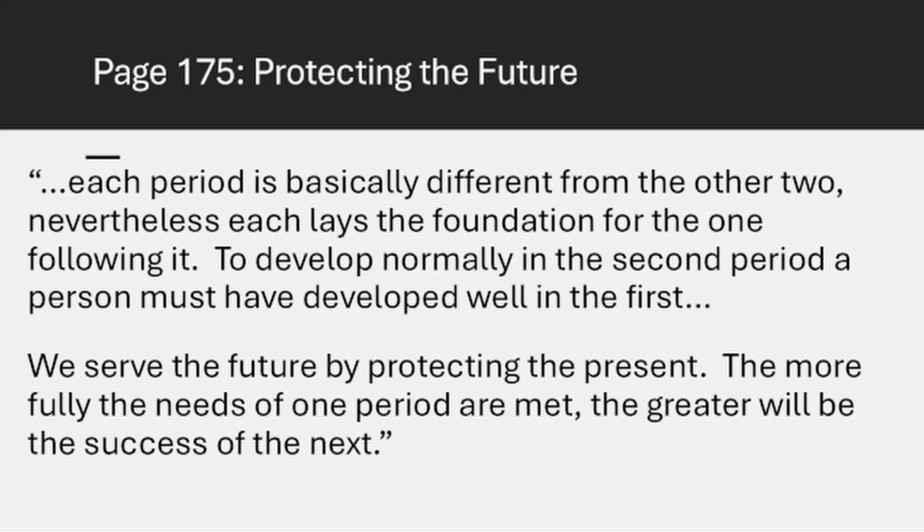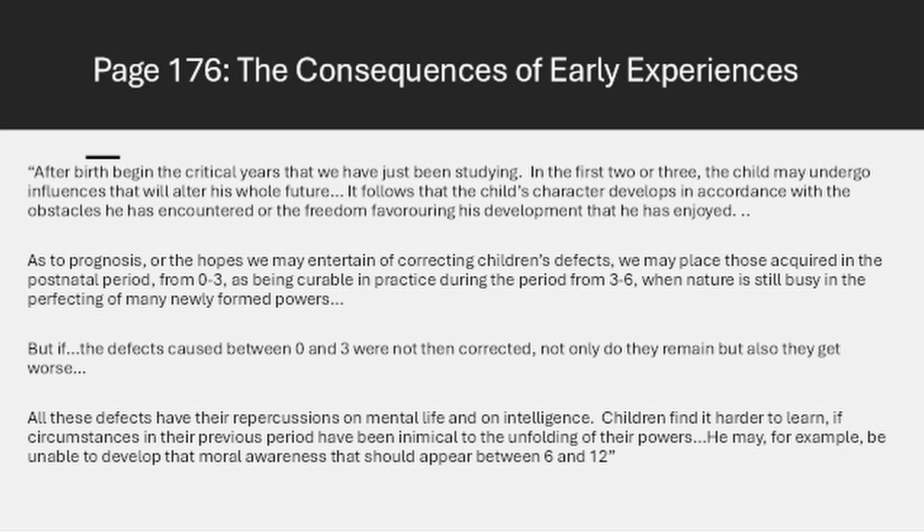We can see that there is an obstacle put in their way that may prevent them from figuring out what's going on from moral consciousness in the second plane of development, or from being able to adapt to the larger culture as a whole, maybe on a national level. On page 176, she talks about the consequences of early experiences.